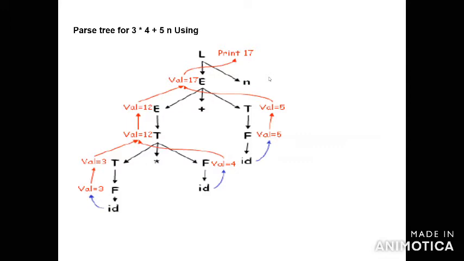So 3 into 4 is 12. 12 plus 5 is 17. So what is the last answer? The answer will be 17. So here you can check.